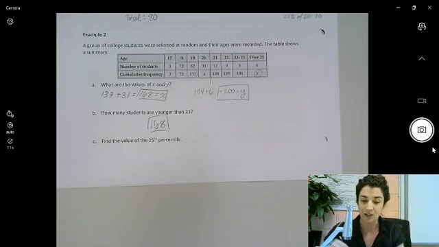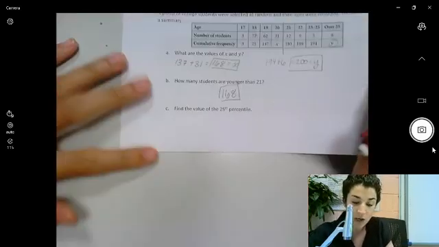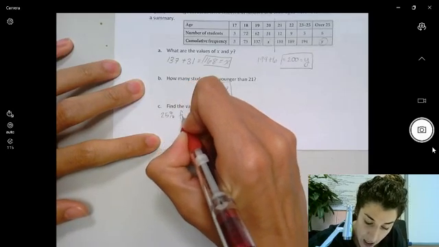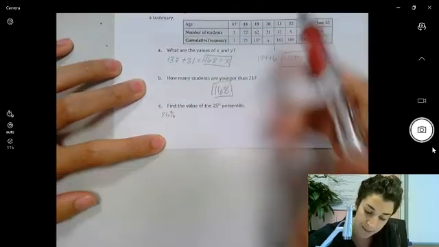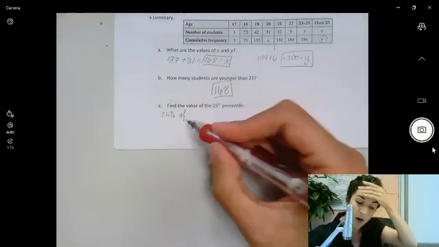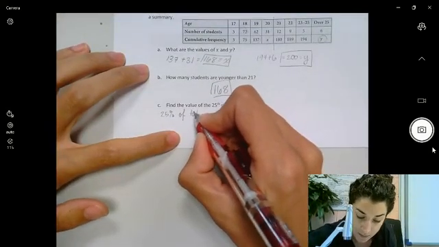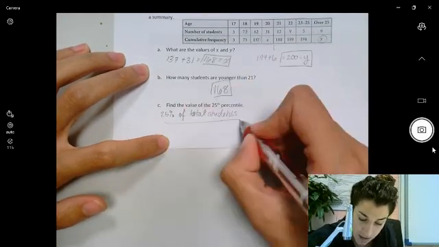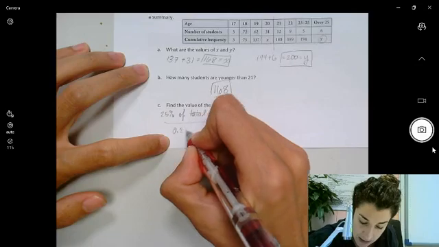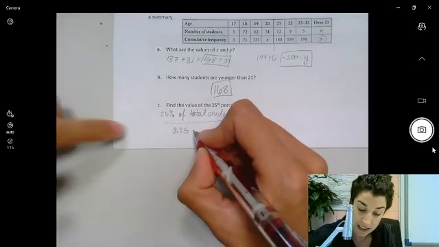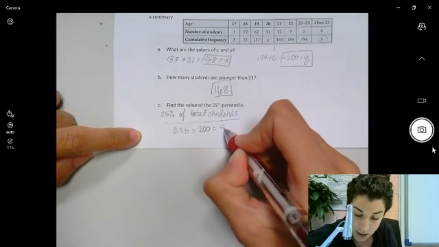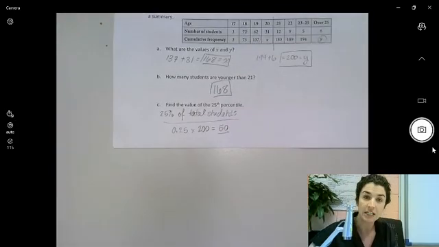Now we're talking about the percentile. So up above we were talking about percentile. Now we have to find it. 25th percentile means the 25th percent of your total students. There we go. Of your total students. 25th percent of your total students is 0.25, 25%, times total students, which is 200. So your 25th percentile is 50 students.